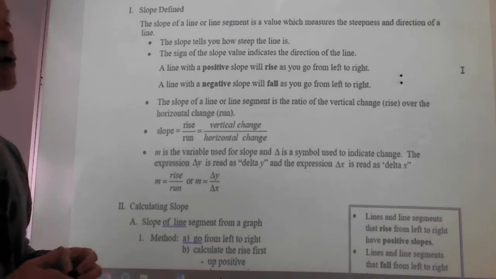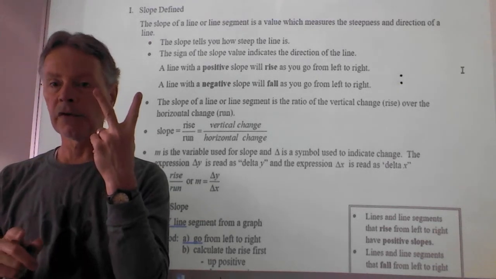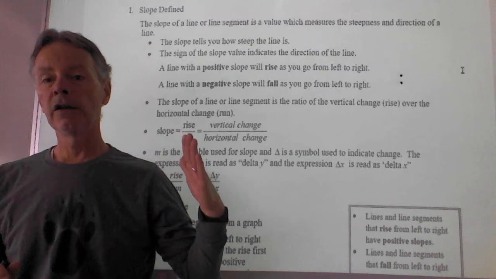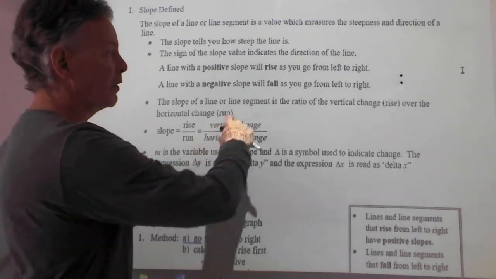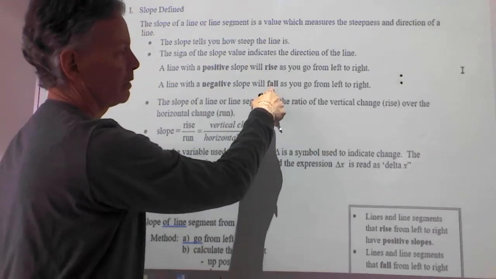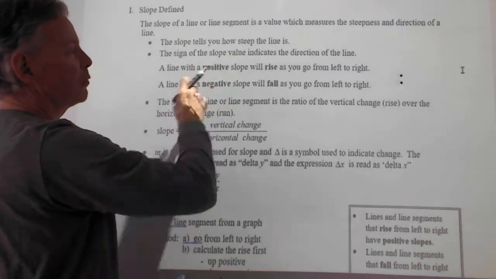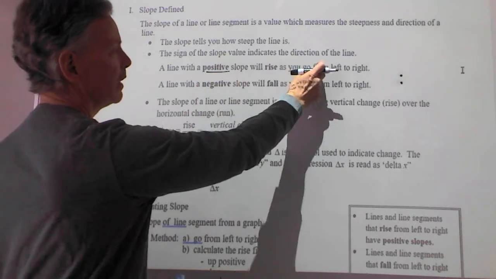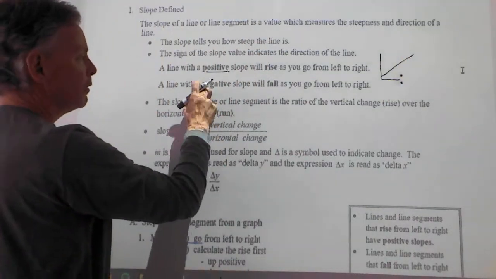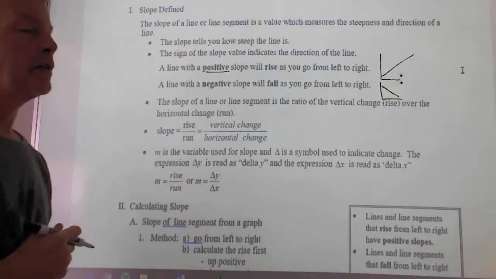Slope is simply a measurement of the steepness and direction of a line. So there's always those two things to take into consideration. How steep is the line, and does it go up to the right, or rise, or does it go down to the right, or fall? Okay. The number that we assign to the slope will be positive if you have a slope that looks like this, that goes up to the right. It will be negative if it's the opposite, if it goes down as you go from left to right.